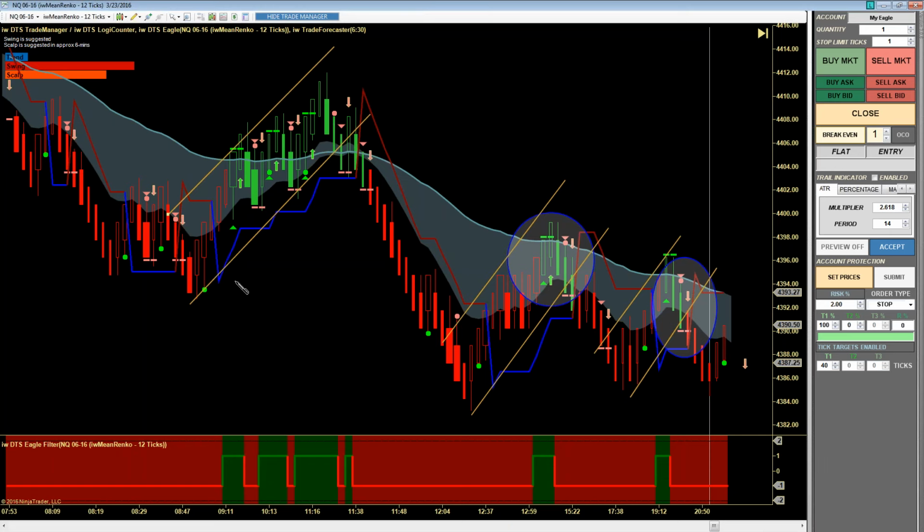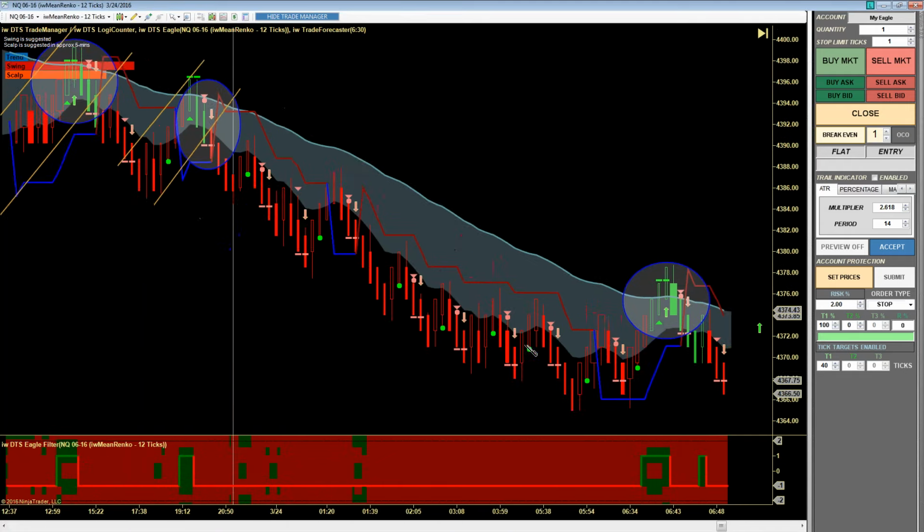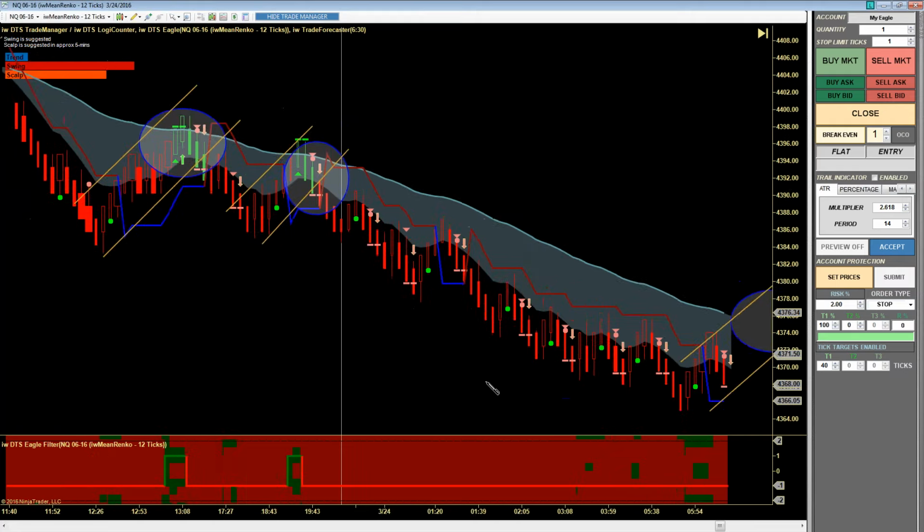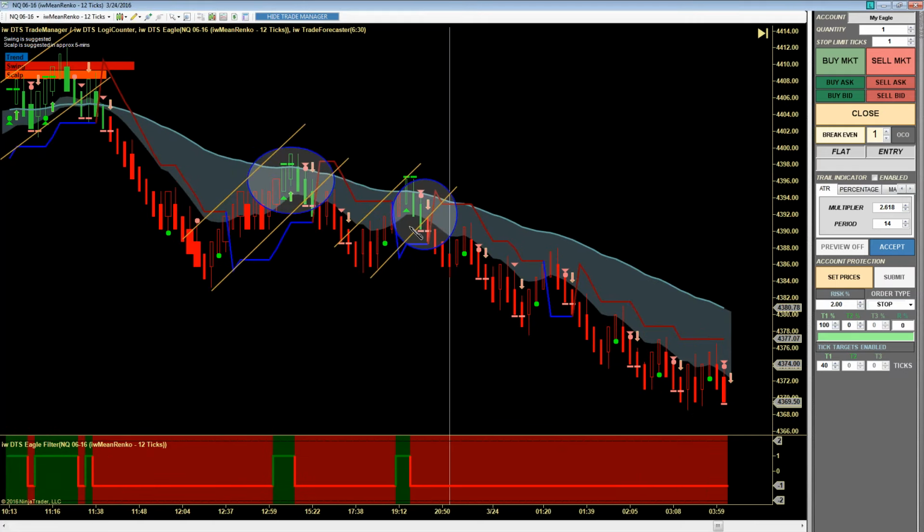The market's not going to spend too much time going sideways. These channels will tend not to be looking like this, right? They're not going to be sideways channels. They're going to be more like bear flags. All right, that's the green bar sell, very high probability signal.